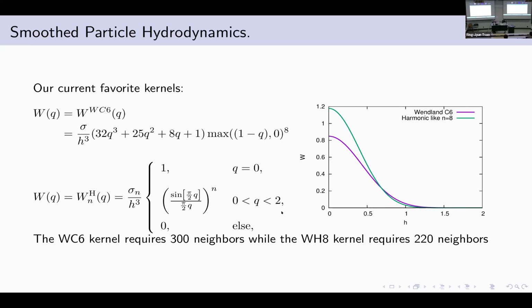And this might be a problem because when this happens, you could in principle have something called a pairing instability, where something happens when particles get too close to each other. But we haven't really seen any problems with that in our simulations. So this is probably the one we use most of the time. By doing experiments, Stefan figured out that the C6 kernel requires of the order 300 neighbors in order to function well, while the W8 we can get around with 220 neighbors.